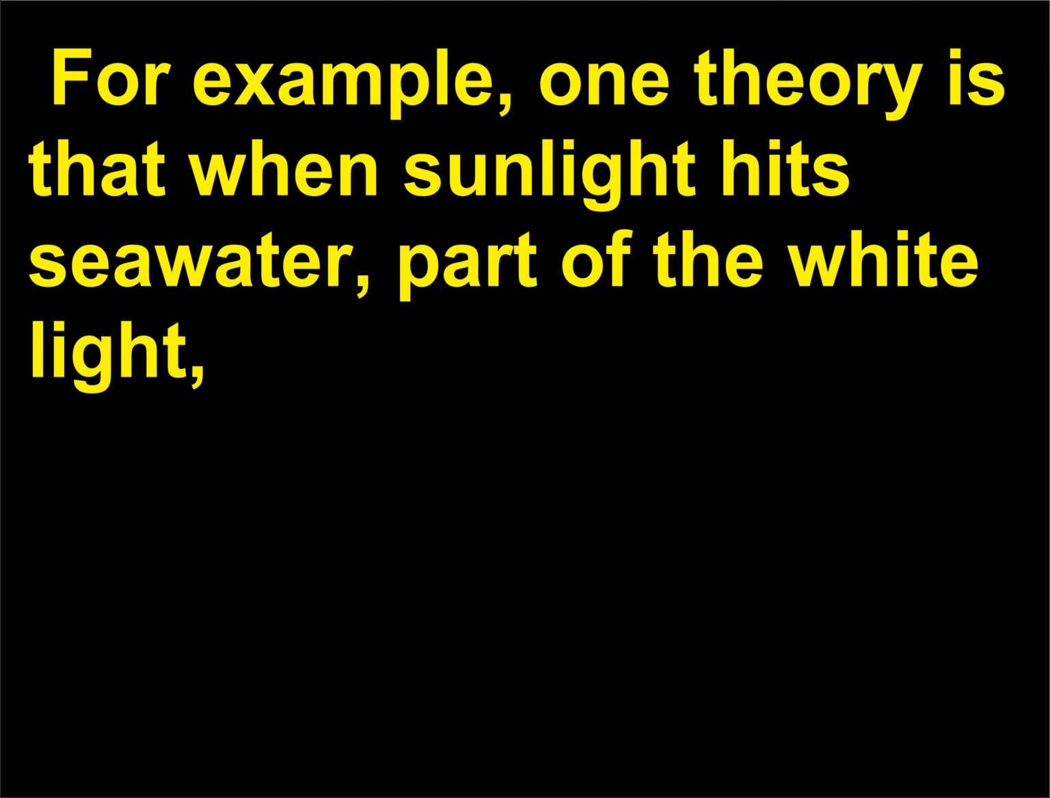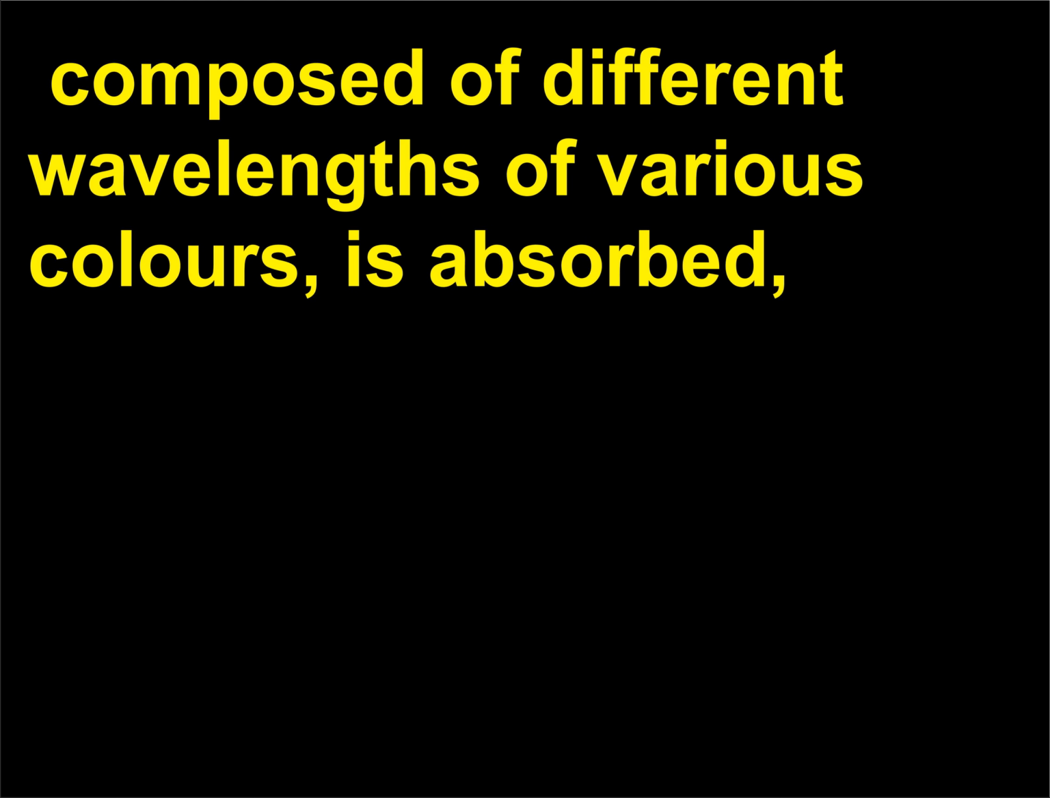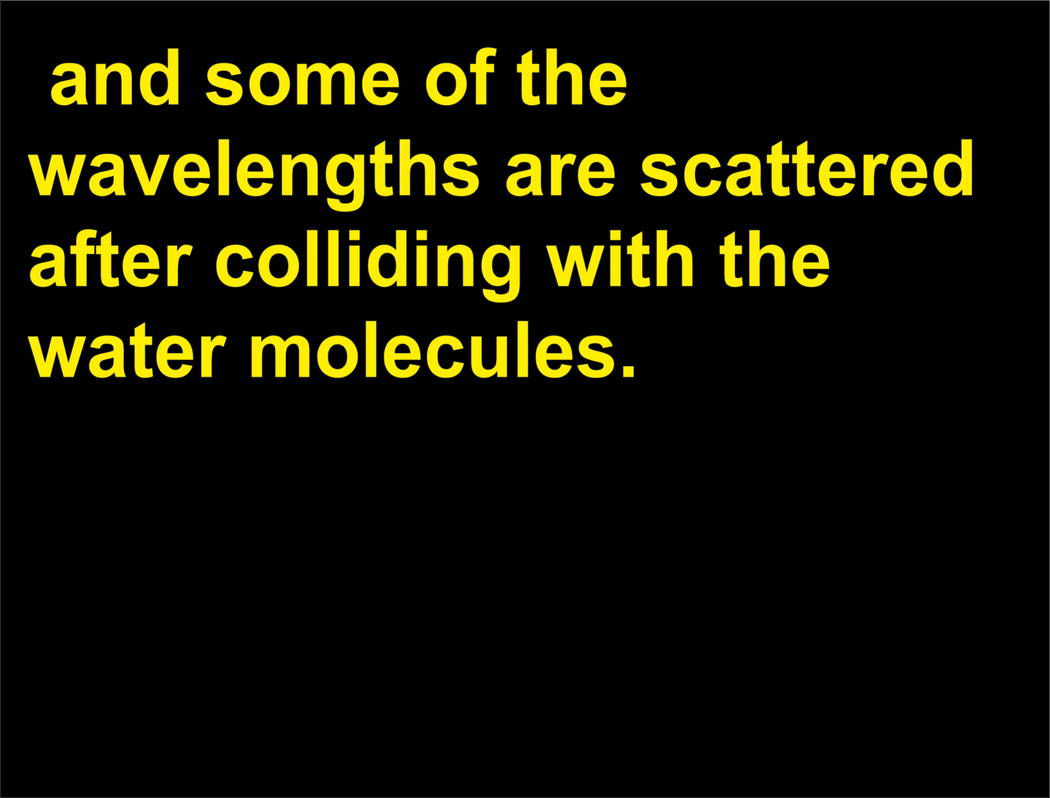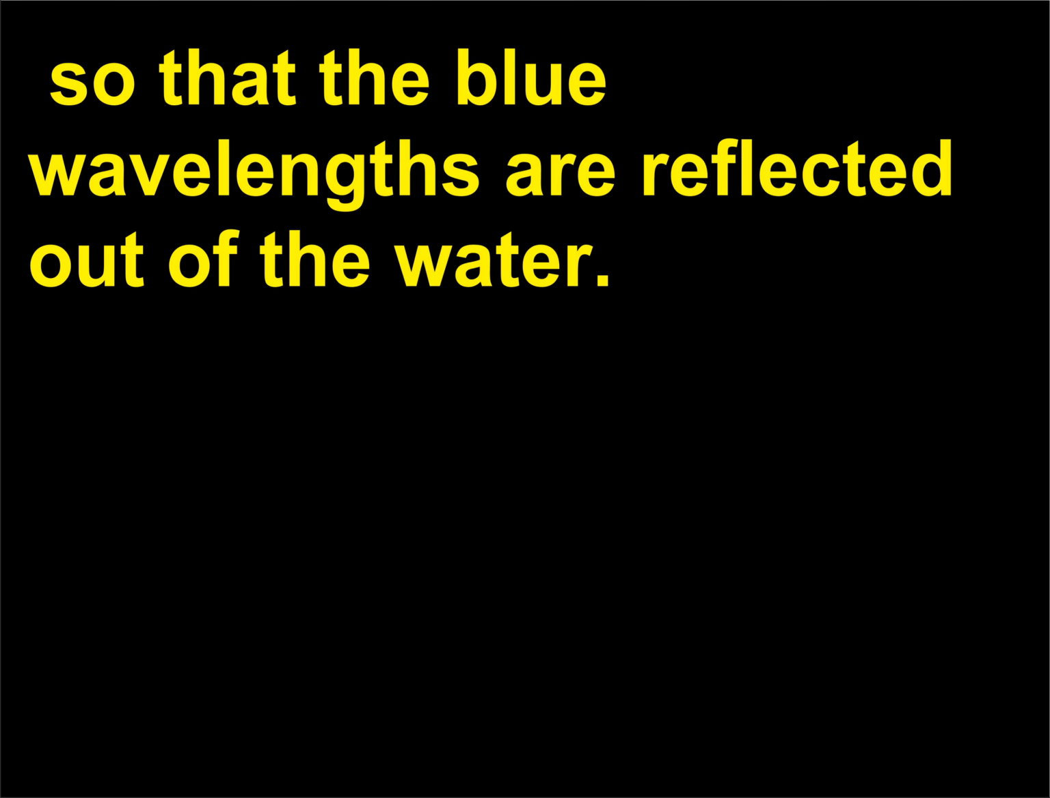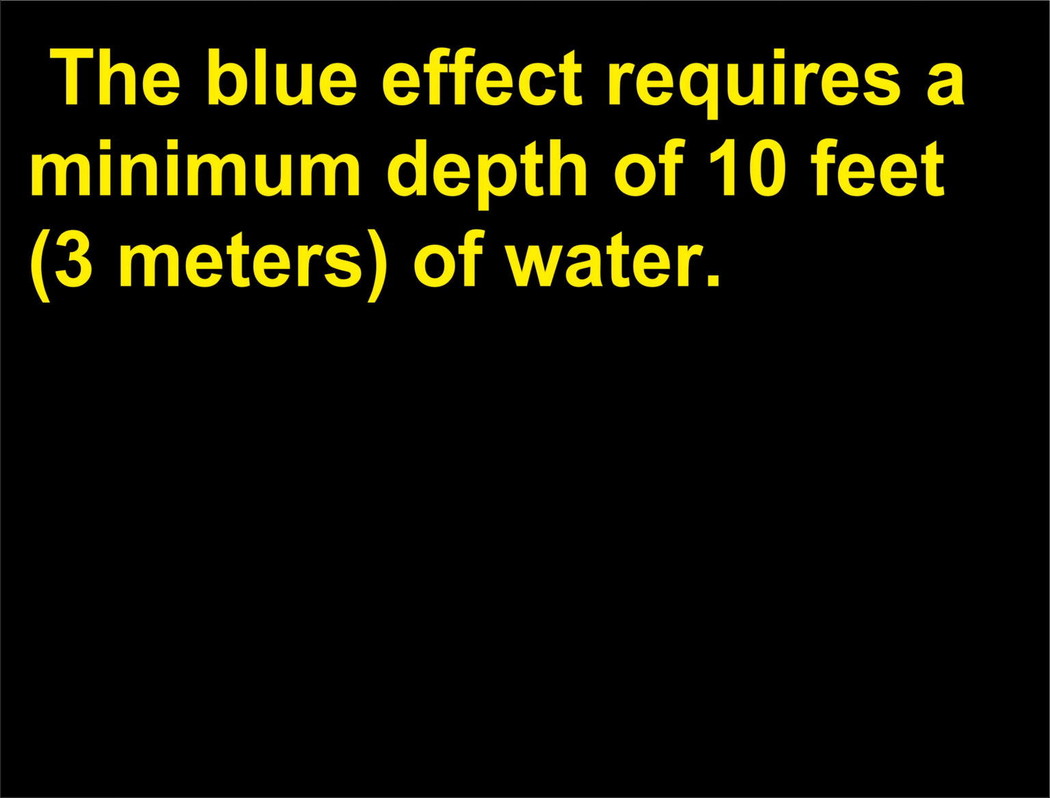For example, one theory is that when sunlight hits seawater, part of the white light, composed of different wavelengths of various colors, is absorbed, and some of the wavelengths are scattered after colliding with the water molecules. In clear water, red and infrared light are greatly absorbed but blue is least absorbed, so that the blue wavelengths are reflected out of the water. The blue effect requires a minimum depth of 10 feet, 3 meters, of water.